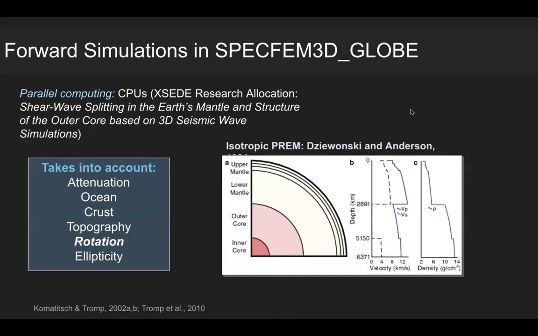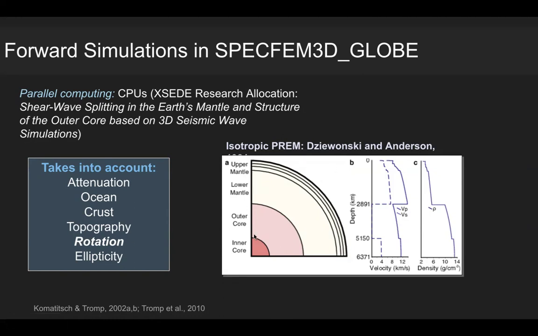So I used SPECFEM Globe. SPECFEM Globe is an open source tool that uses parallel computing, so you can run it on high performance computing clusters, and it takes into account a lot of things that we discount when we do ray theoretical approximations in my previous work. You can consider attenuation, ocean load, crustal variations, as well as topography, rotation and ellipticity. And it was actually this rotation effect that I really noticed when conducting this work.